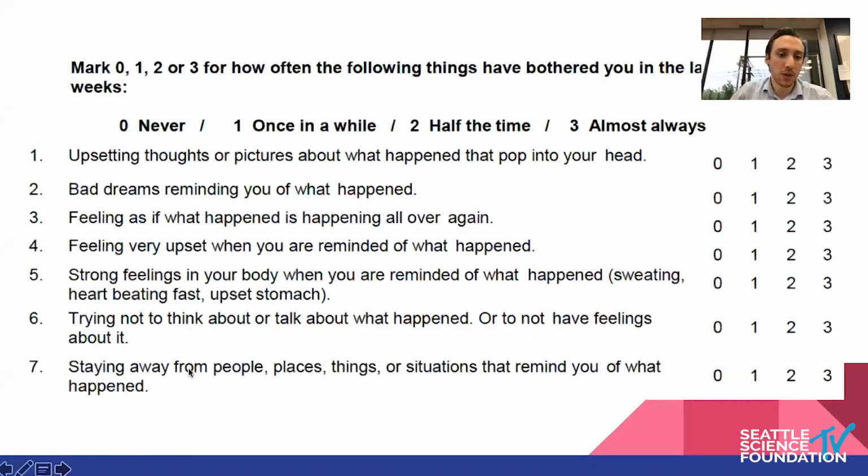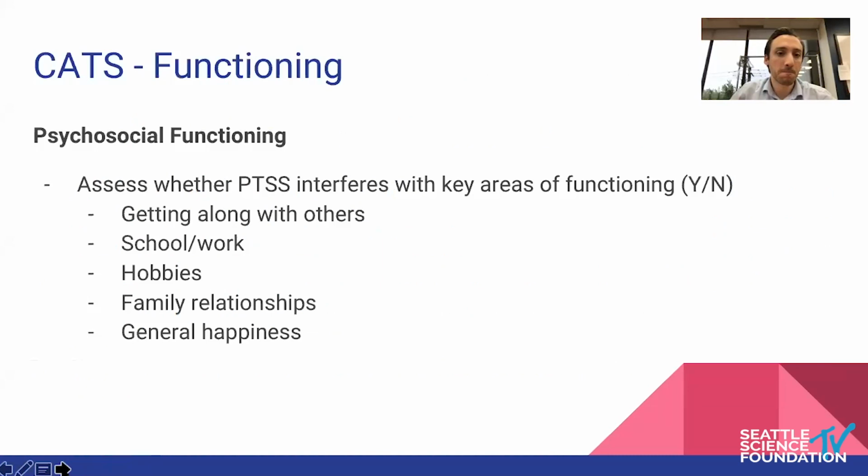And this is an example of some of those symptoms that people might be experiencing. Following asking about symptoms, the last part of the CATS questionnaire involves assessing for interference in key areas of functioning, such as school or work or relationships.